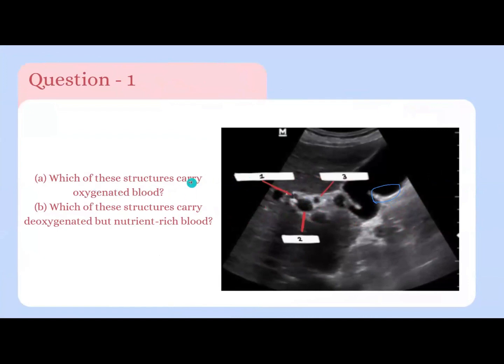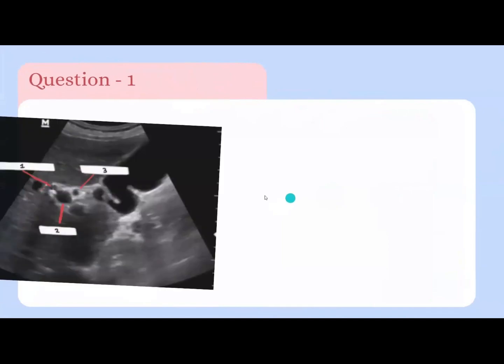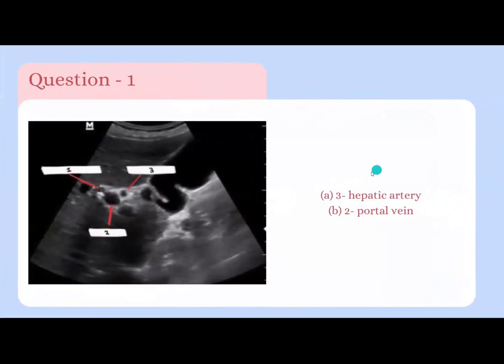Now, which of these structures carry oxygenated blood, and which of these structures carry deoxygenated but nutrient-rich blood? A is 3, B is 2. Okay, correct. A is 3. So basically, the structure on the left is always the artery. The structure on the right is always the common bile duct. The structure in the middle is always the portal vein.